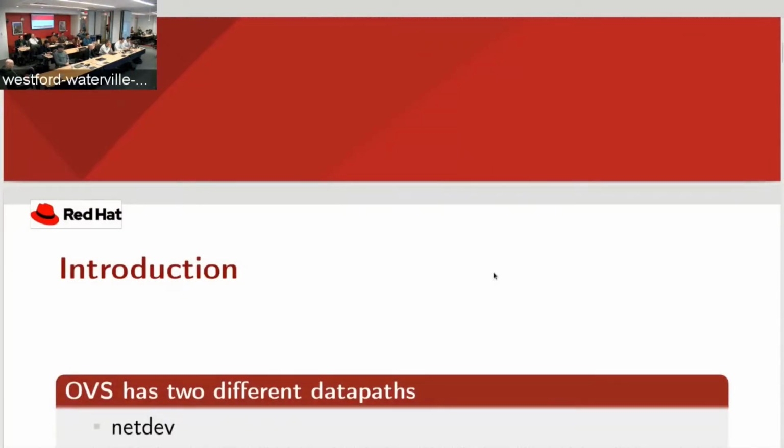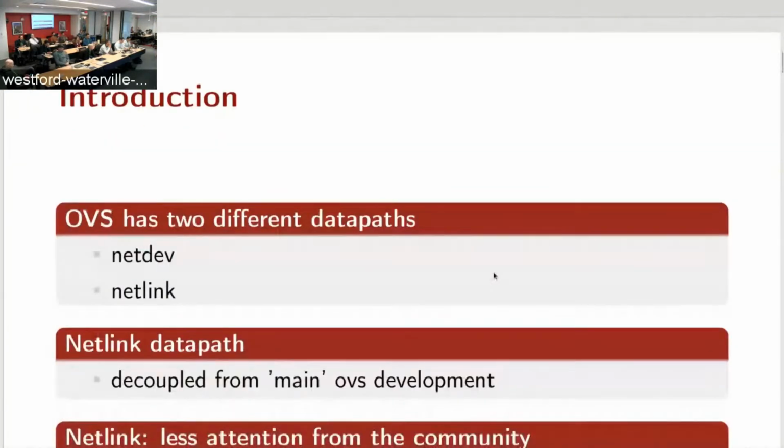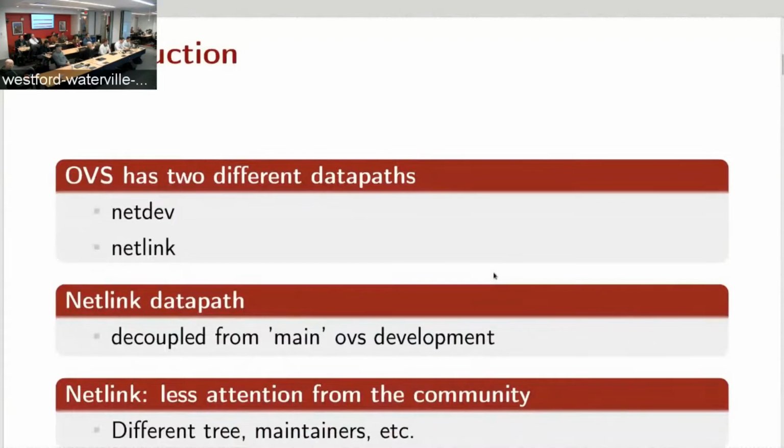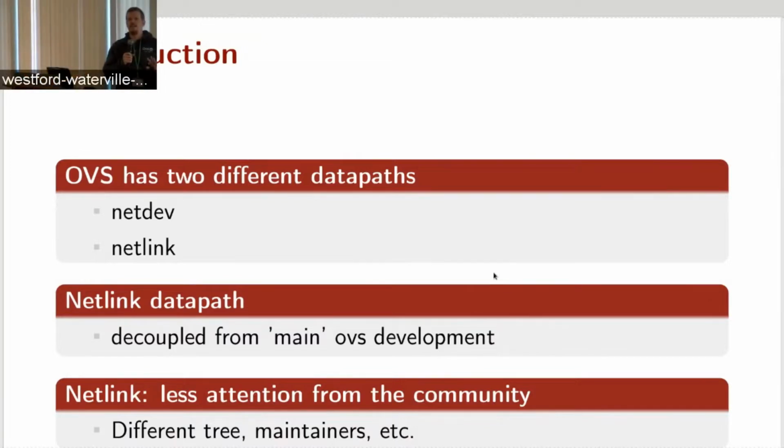Okay, so anyway, we'll start with the introduction. OVS has two different data paths: the NetDev data path and the Netlink data path. It actually has a dummy data path too, and you could think of hardware as a different data path, but let's not get that deep into it. What we're going to talk about today is related to the Netlink data path.